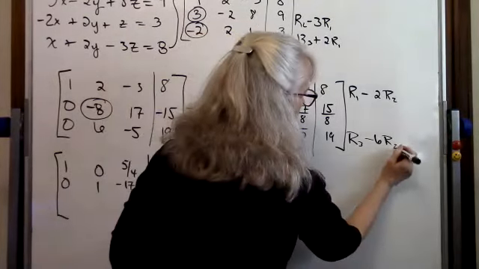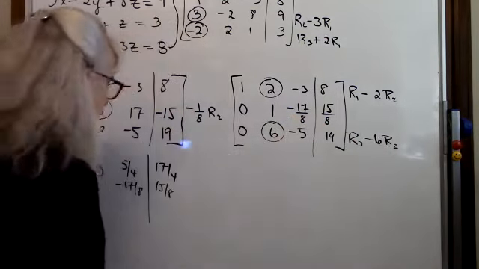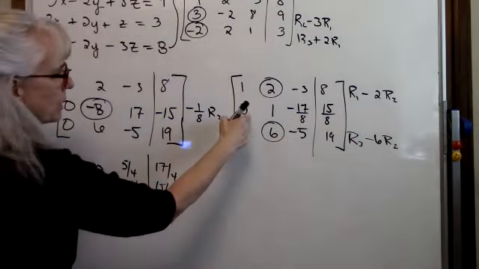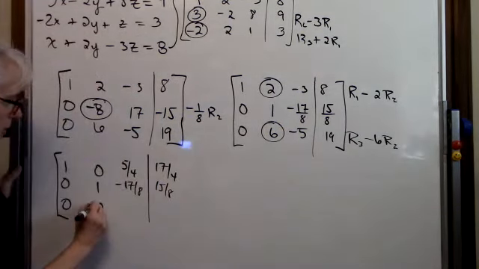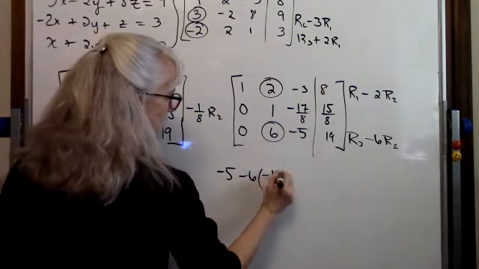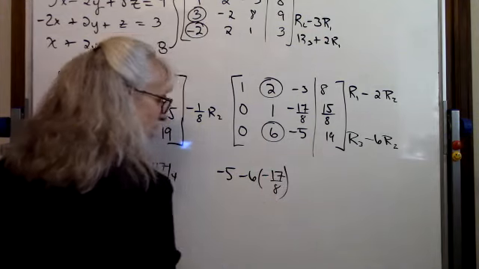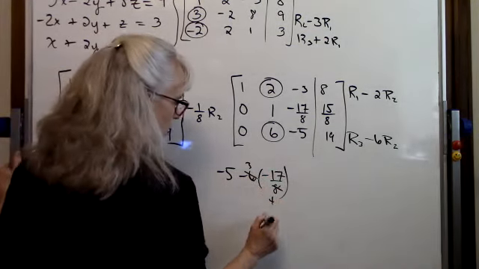We always want to multiply the row that has the 1 by something to add to get to 0. So again, 0 minus 0 is still 0. We now have 6 minus 6, which is 0. We now have a negative 5 minus 6 times a negative 17/8. Definitely not as nice as the last one. That's going to give me a 3. That'll give me a 4.